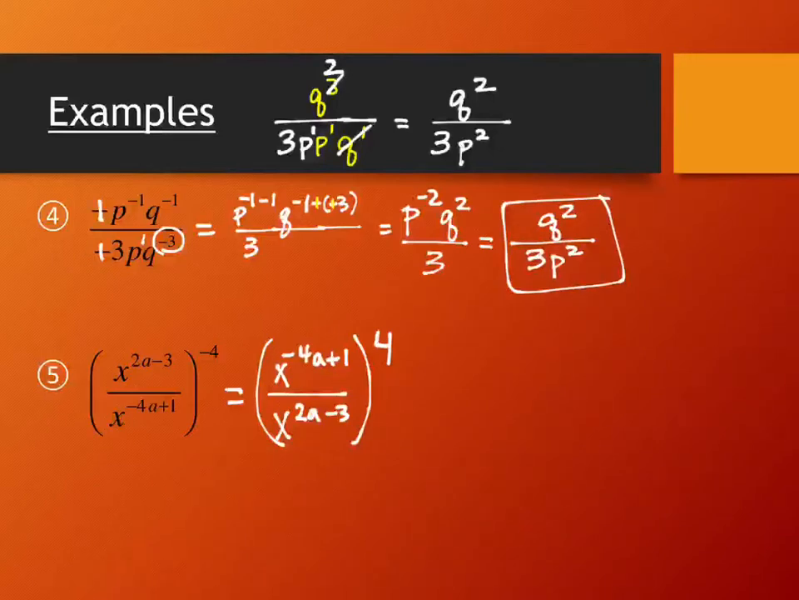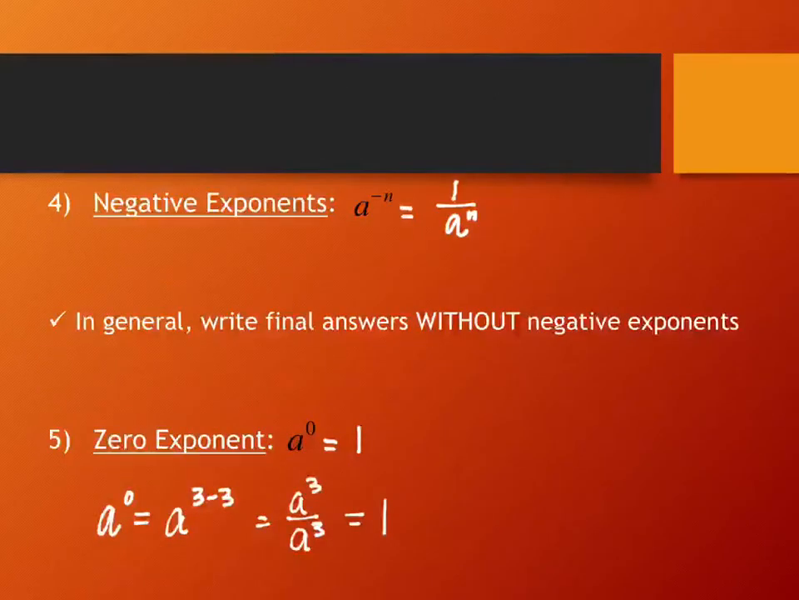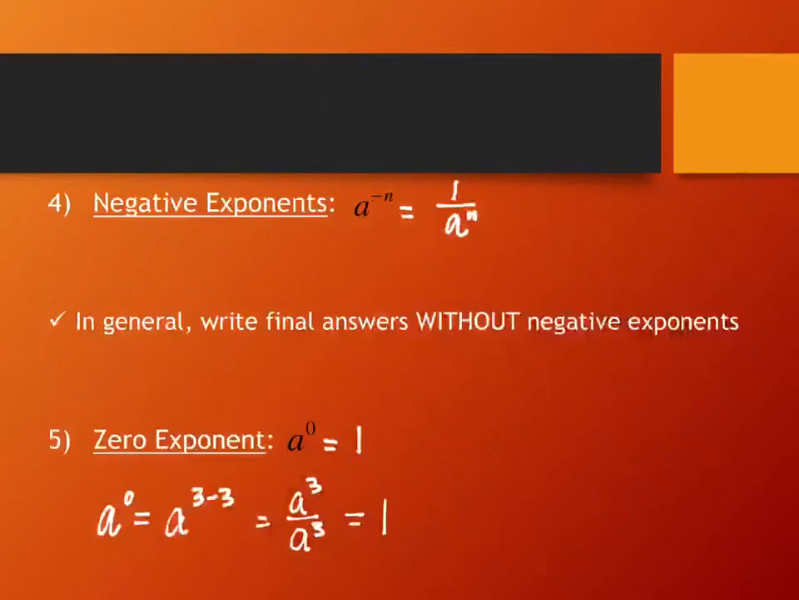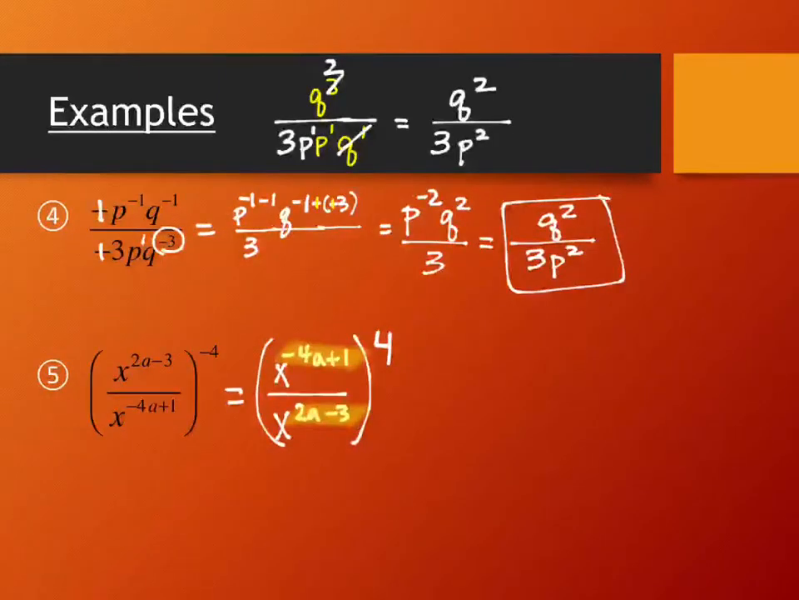So what does that look like? Well, it means that this is going to be multiplied by 4, and this is going to be multiplied by 4. And the property that I'm using to do that is the first power rule property. When I raise a power to a power, I multiply the powers. Okay? And I'm also using the third power rule because I'm doing it to the top and I'm doing it to the bottom, of course. So I'm going to multiply. So if I multiply 4 times negative 4a, that's negative 16a. And then I multiply the 4 times 1, that's plus 4.